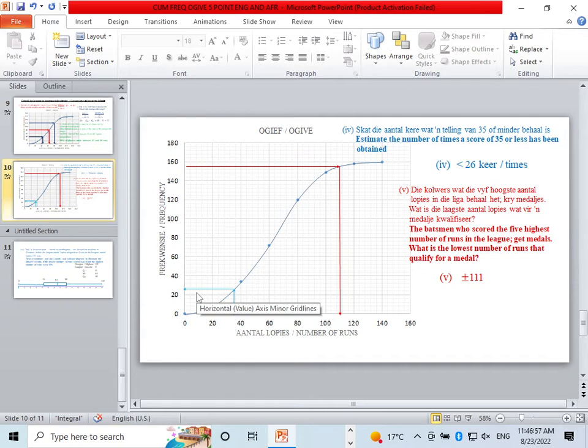The batsmen who scored the 5 highest runs in the league got medals. What is the lowest number of runs that qualify for a medal? Okay, so they say the 5 highest numbers. So if there are 160 players, how many will get medals? 5. So where do we draw the line? 155. And then the number of runs will be here. So it's plus minus 111. So the most difficult part is knowing when you're going to start at the y-axis and take the reading from the x-axis, and when you're going to start at the x-axis and take the reading on the y-axis.